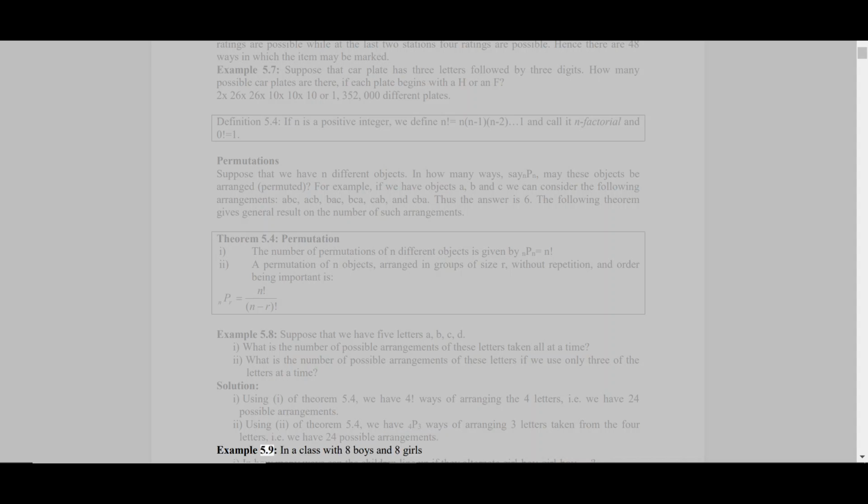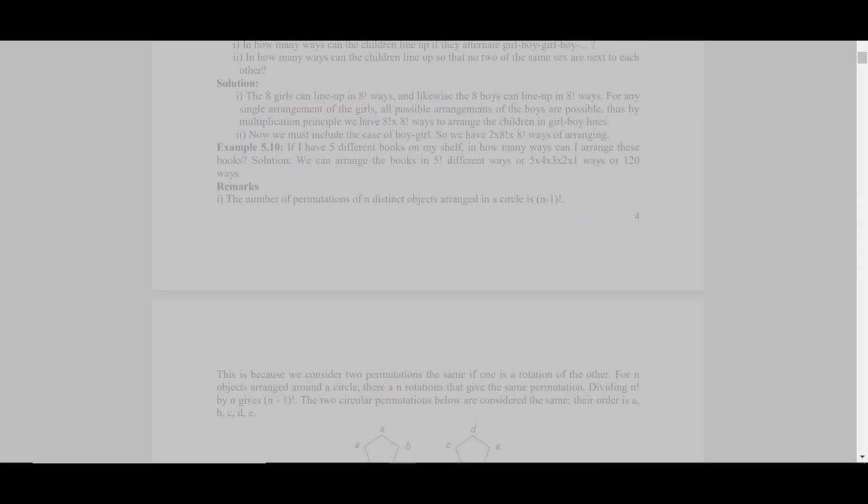Example 5.9. In a class with 8 boys and 8 girls, in how many ways can the children line up if they alternate girl, boy, and so on? 2. In how many ways can the children line up so that no 2 of the same sex are next to each other? Solution: 1.